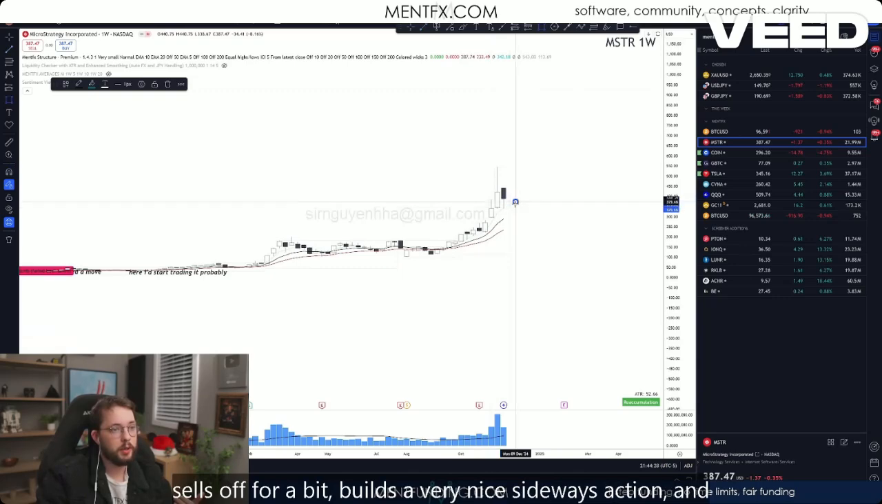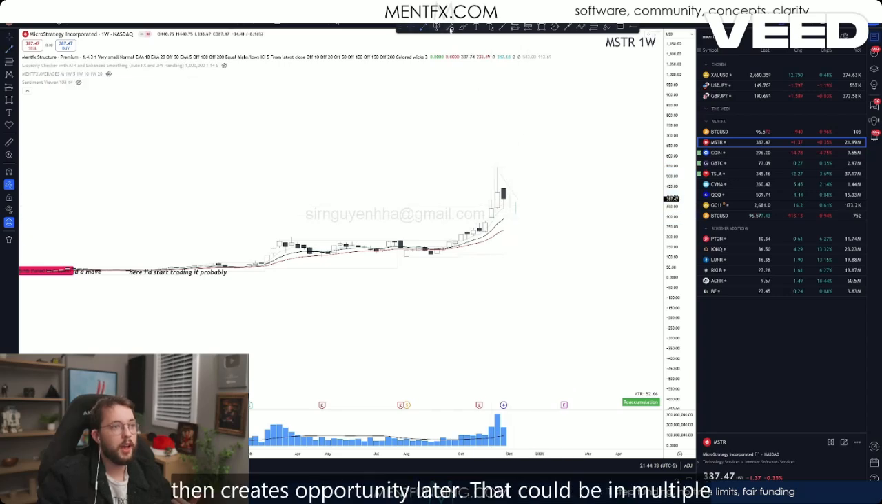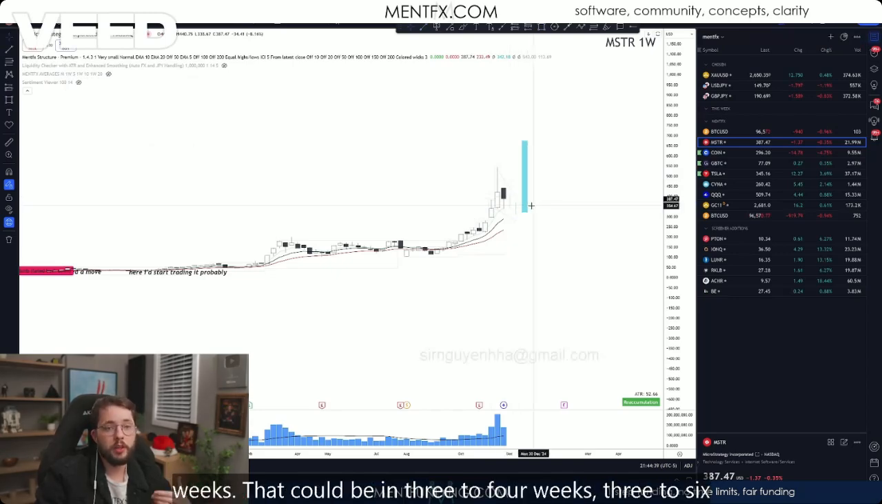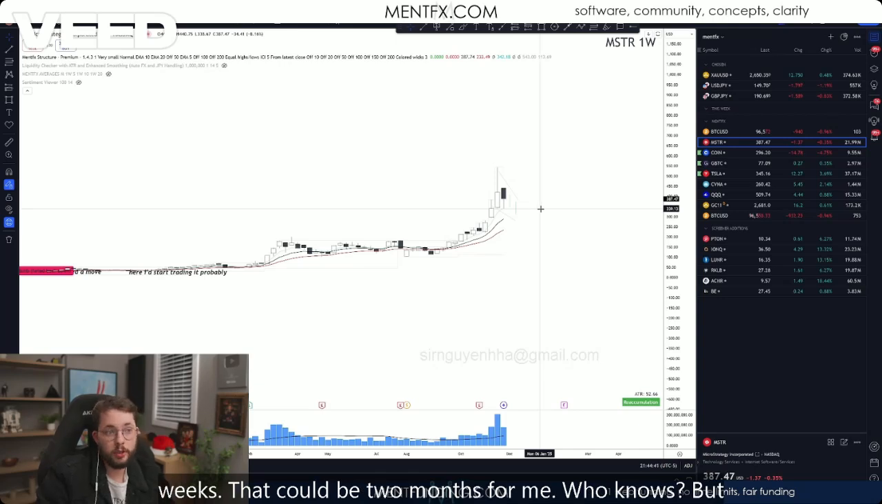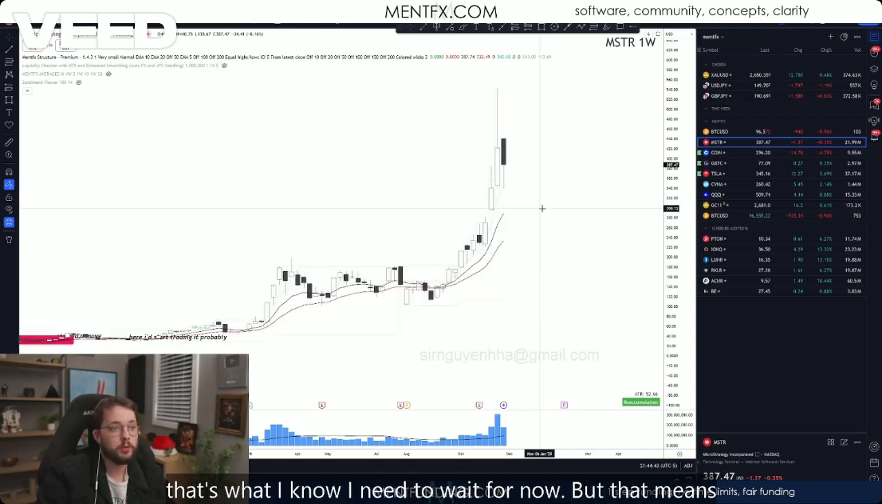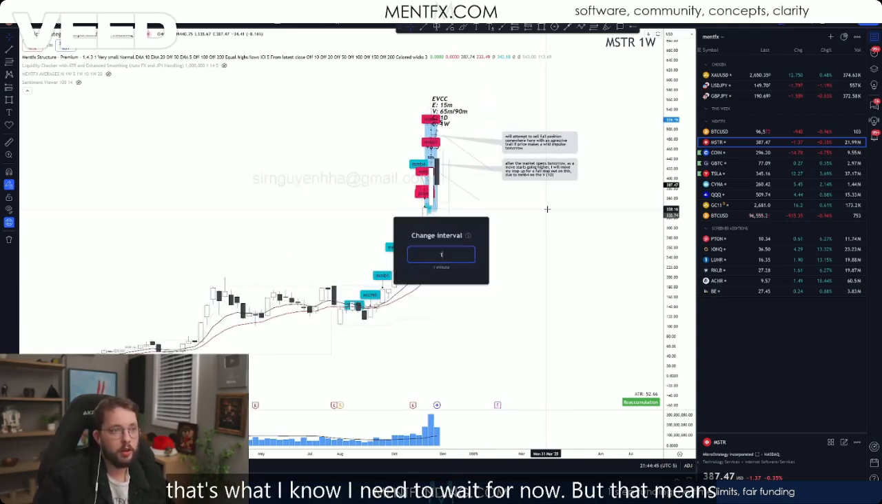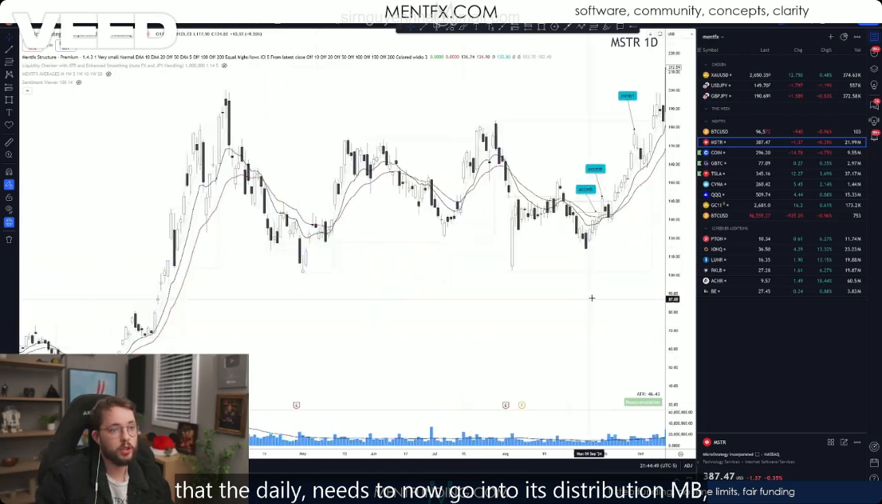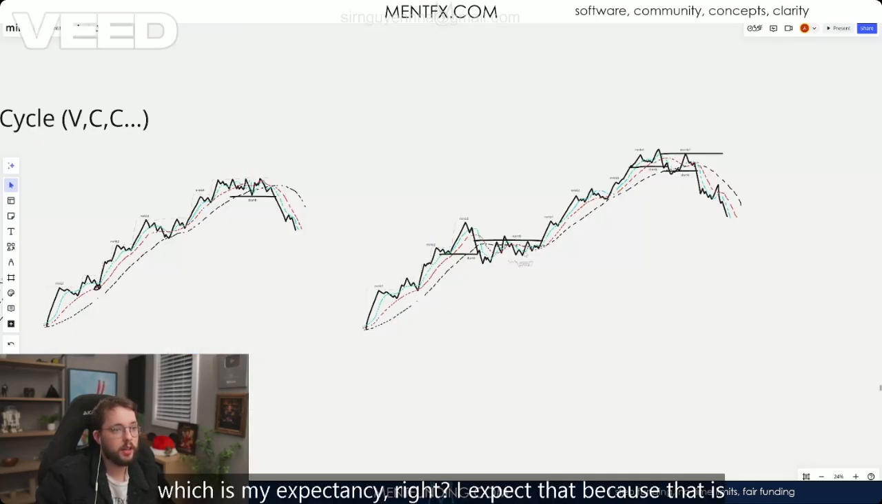Maybe it sells off for a bit, builds a very nice sideways action, and then creates opportunity later. That could be in multiple weeks. That could be in 3 to 4 weeks, 3 to 6 weeks. That could be 2 months for me. Who knows? But that's what I know I need to wait for now. But that means that the daily needs to now go into its distribution MB, which is my expectancy, right? I expect that because that is part of the cycle.